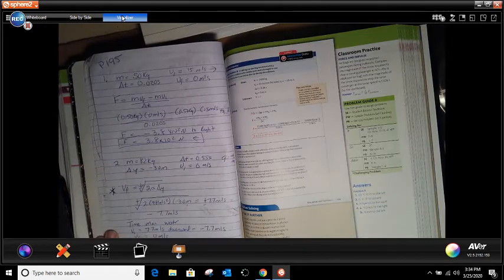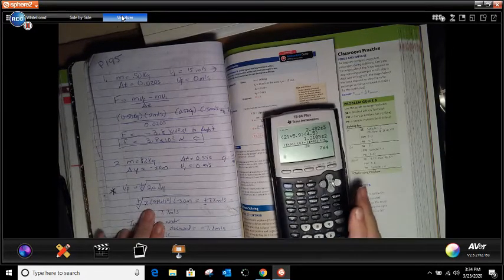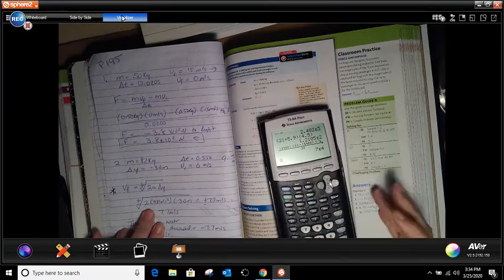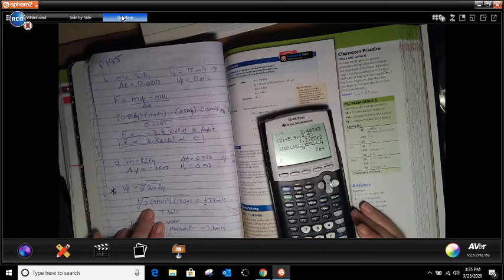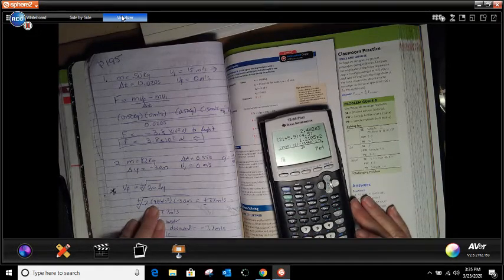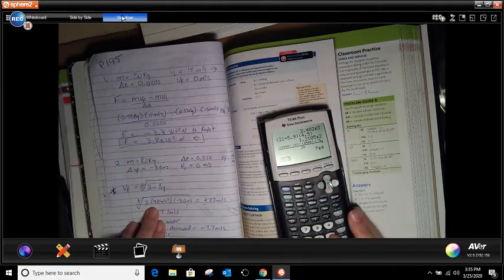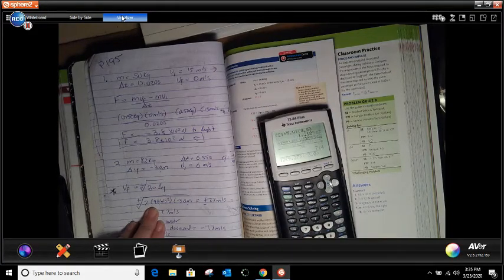So if we are doing the square root, we're going to press alpha, which is the blue button, then find the square root button, which is right here. We're going to do 2, open bracket 9.81 close bracket, open bracket negative 3.0 close bracket, and that gives us the answer.